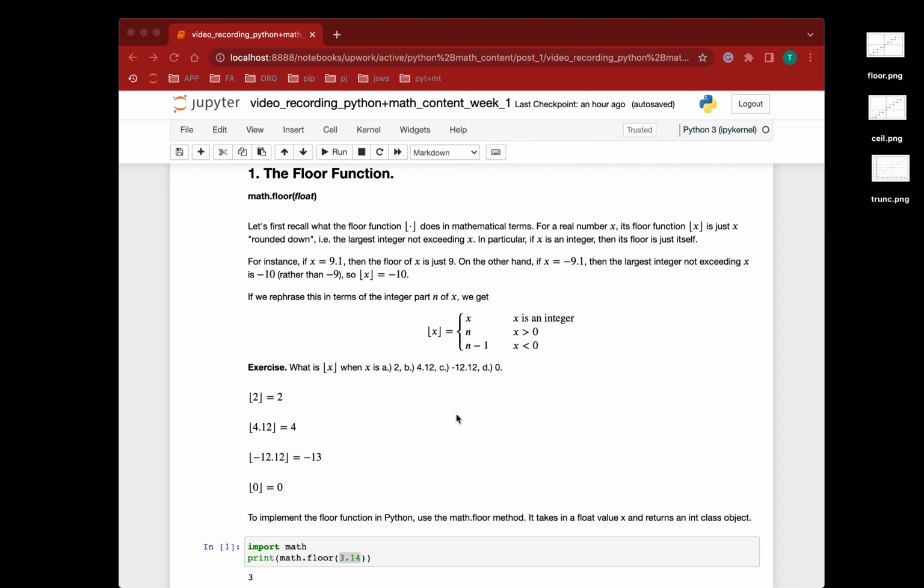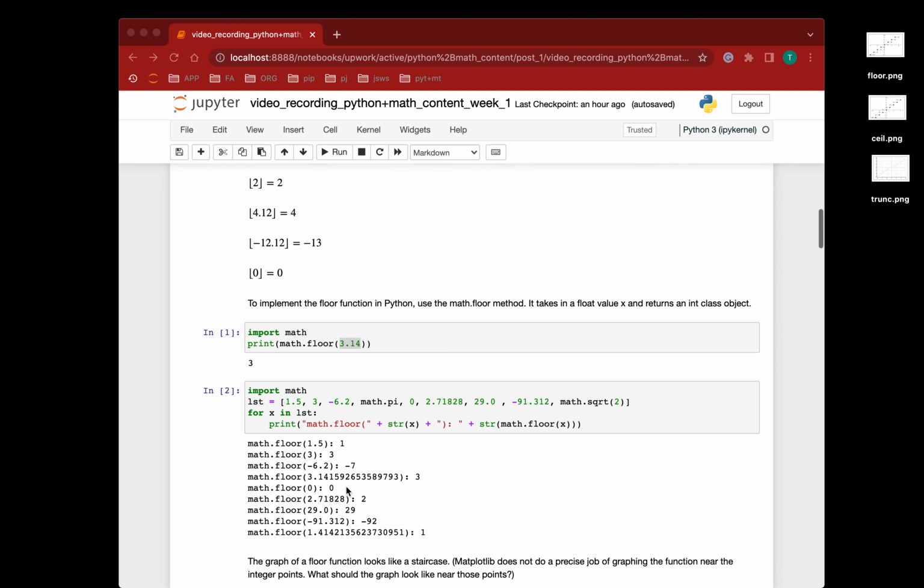Let's look at more examples for practice. So if x is 2, then it's an integer, so it gives back 2. If it's 4.12, then the largest integer not exceeding it is 4, so the floor is just 4. If it's negative 12.12, then negative 13 rather than negative 12 is the largest integer not exceeding it, so the floor is negative 13. The floor of 0 is just 0 because it's an integer.